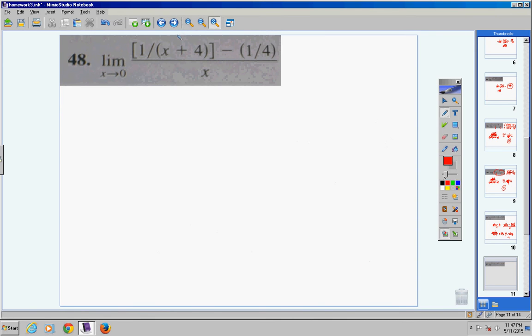Well, students, we have the exact same problem almost again. So here we go. I have 1 over x plus 4 minus 1/4, all over x. Well, let's get a common denominator for these two fractions. My common denominator would be 4 parentheses x plus 4. Then bring your minus sign over. And then once again, 4 parentheses x plus 4.